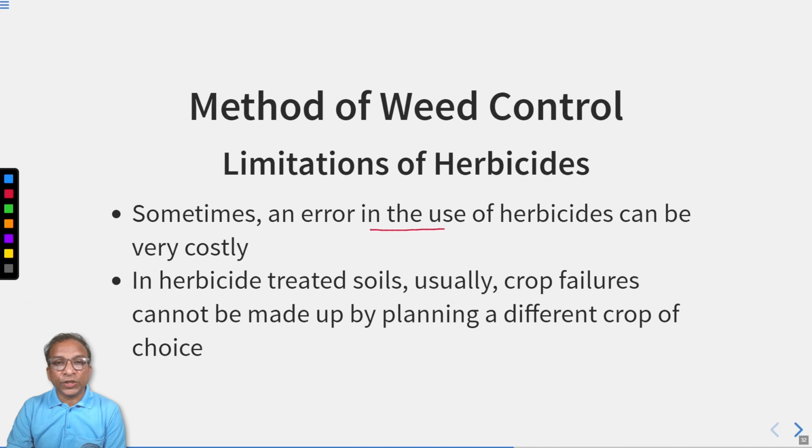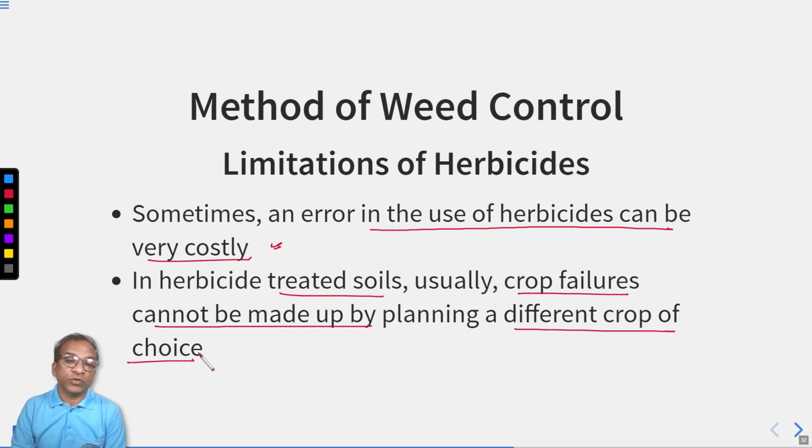Sometimes an error in the use of herbicides can be very costly. In herbicide treated soil, usually the crop failures cannot be made up by planting a different crop of choice. So when you are using a herbicide and have not used it in a proper way or proper amount, it may cause damage even to our crop. And at that time you cannot grow some other crop either. So it can affect the soil even.